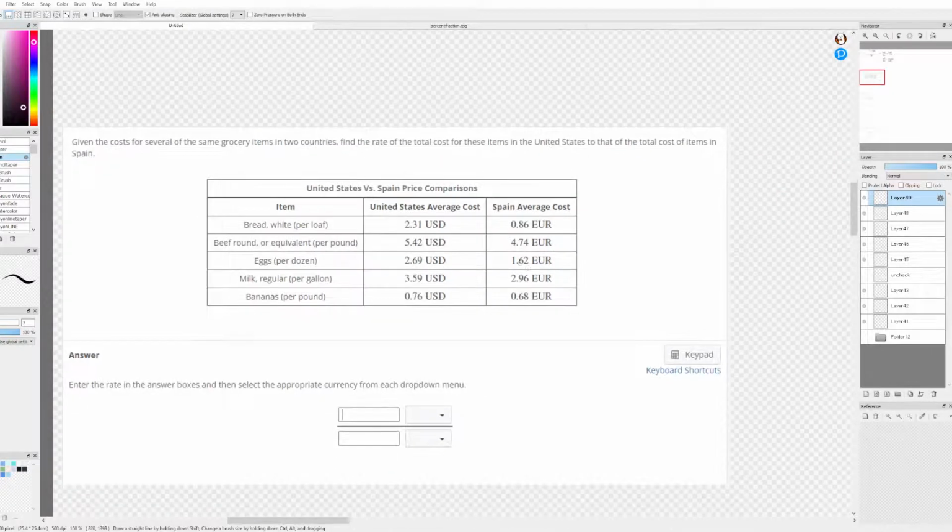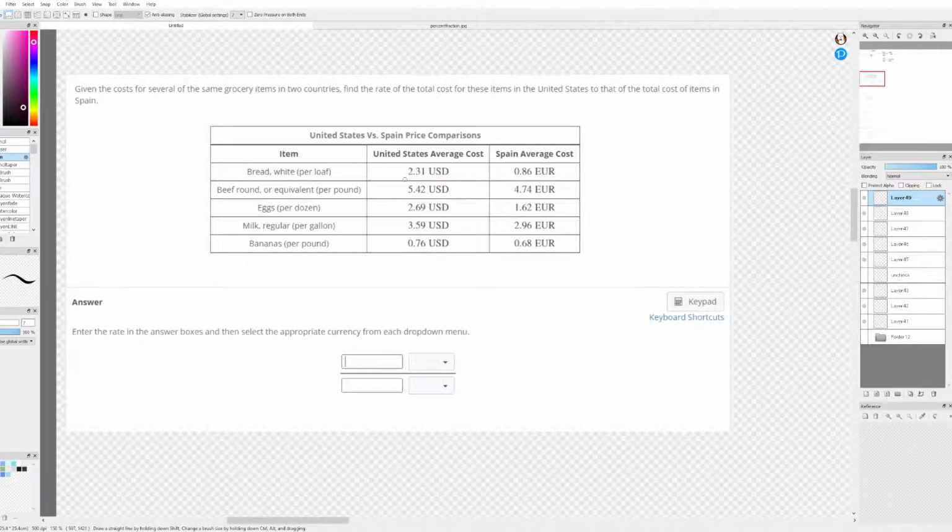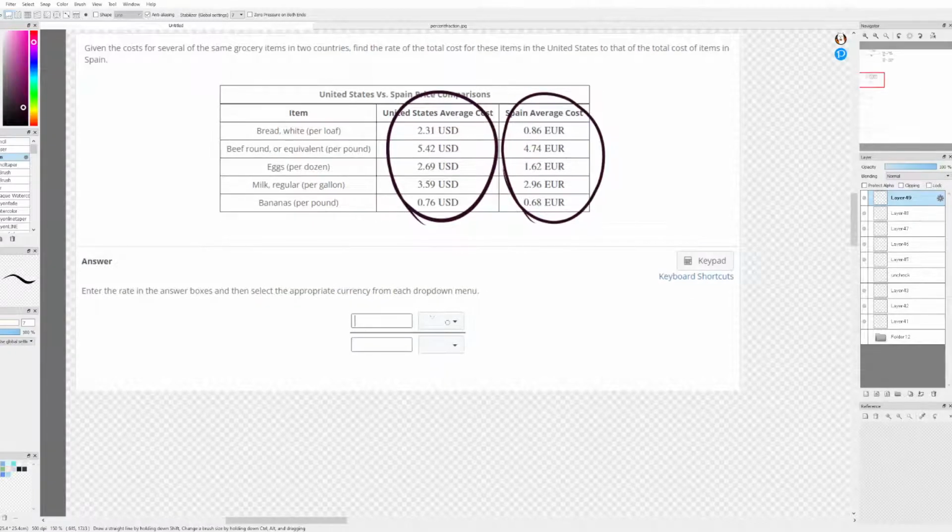The next problem is going to ask us, given the costs of the same grocery items in 2 countries, find the rate of the total cost for these items in the United States. Basically, it's asking us to add up all of these and add up all of these and then put them in a rate type thing. Now, it doesn't matter which one you put on the top or bottom in this case, just as long as you have them correct. So I did USD on top and euros on bottom.